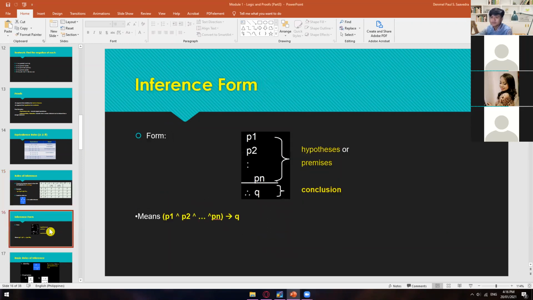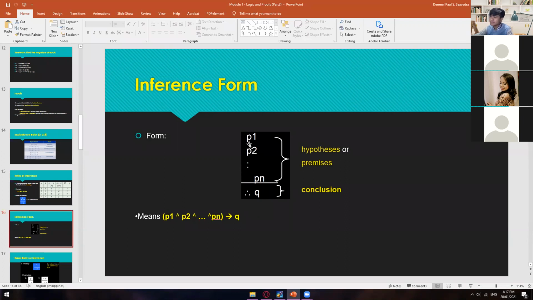All right. So here's the inference form, wherein the above mentioned P1, P2, up to P10 or P100 are our hypotheses or premises. Once you see this horizontal line, which is separated from the hypotheses or premises, this is now our conclusion. Mostly, this conclusion is only one variable or two variables, but mostly one variable only.